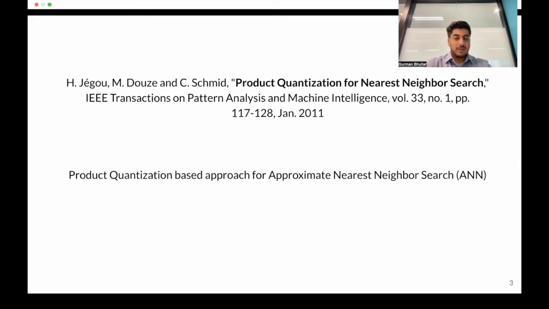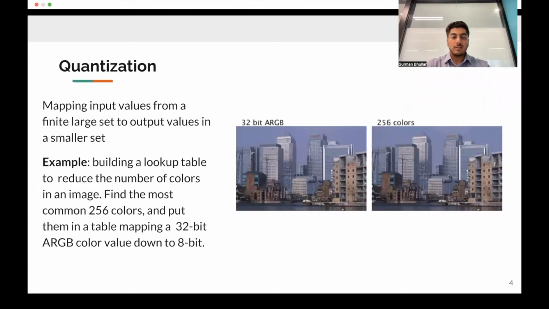So this is the research paper that I referred to for the whole presentation. And let's dive deep into quantization.